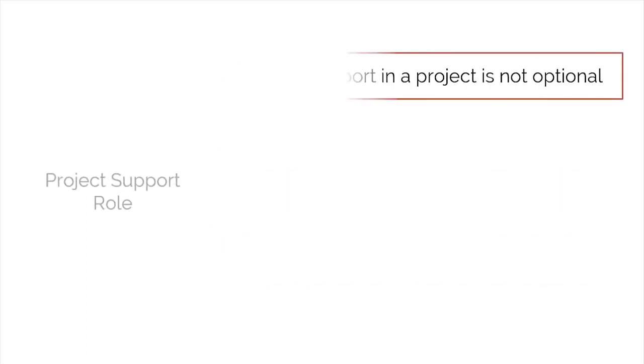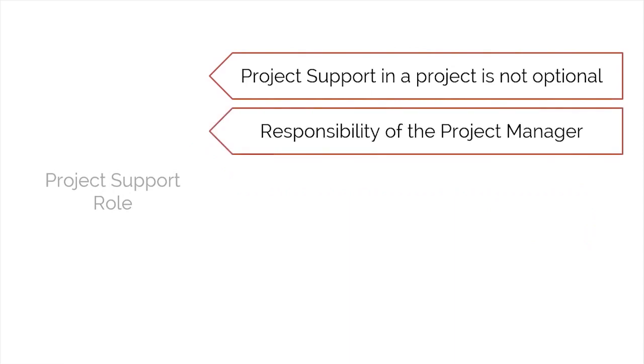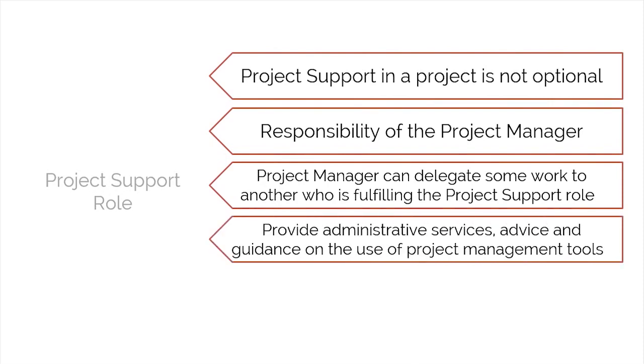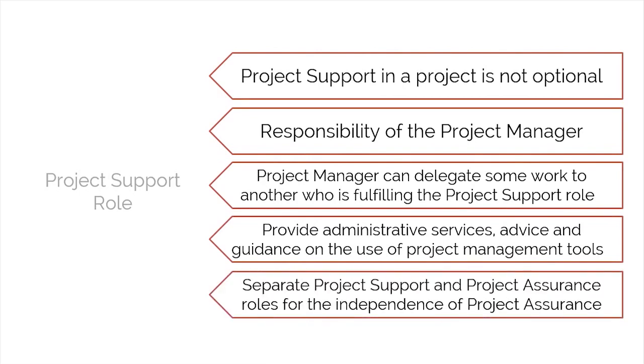Now, the last role is that of project support, which is not optional on a project. Project support is a responsibility of the project manager. If required, the project manager can delegate some work to another who is fulfilling the project support role. This may include providing administrative services, advice and guidance on the use of project management tools, or configuration management. Project support and project assurance roles should be kept separate in order to maintain the independence of project assurance.